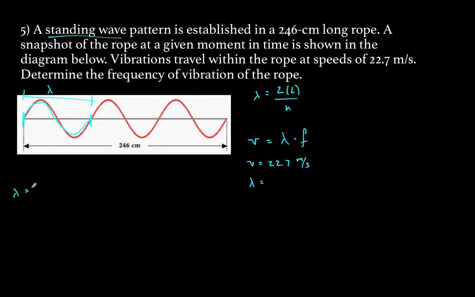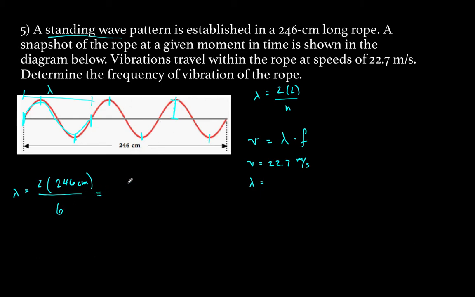I'm going to do wavelength equals 2 times my length, 246 centimeters, divided by the harmonic. And remember, the harmonic is the number of antinodes. So I have 1 here, 2, 3, 4, 5, and then 6. Remember, antinodes are the points of the highest amplitude here. So if you just count your amplitudes, then you will find the number of antinodes.